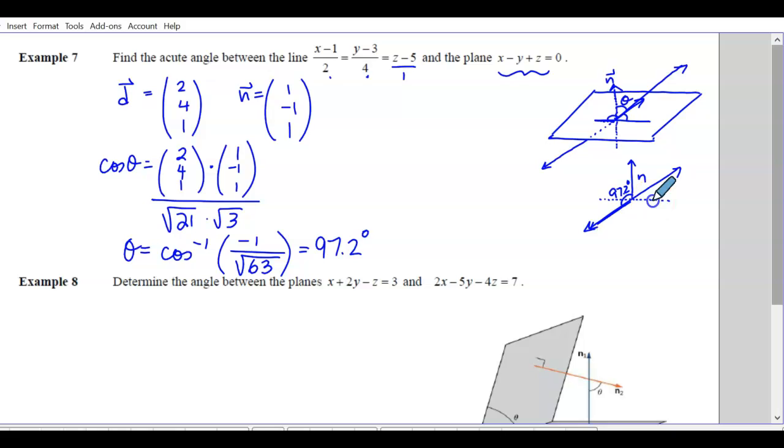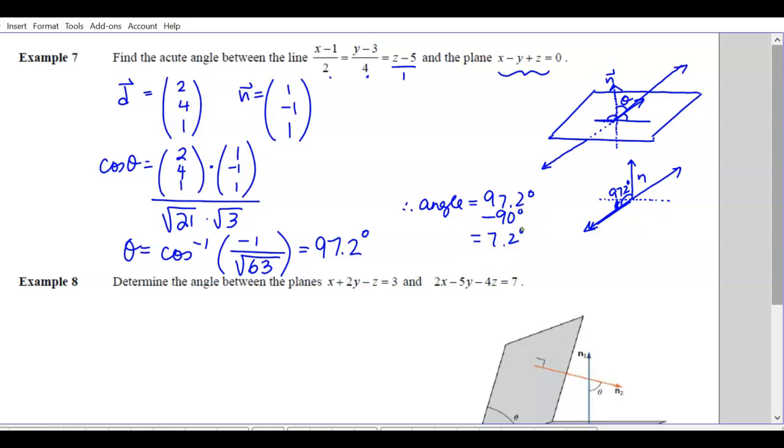This is where the plane is, this dotted line here. Looking at this, we could take 97.2 and subtract 90 to get the angle, that little angle in there. You want the closest one, right? Therefore, angle equals 97.2 minus 90 equals 7.2.